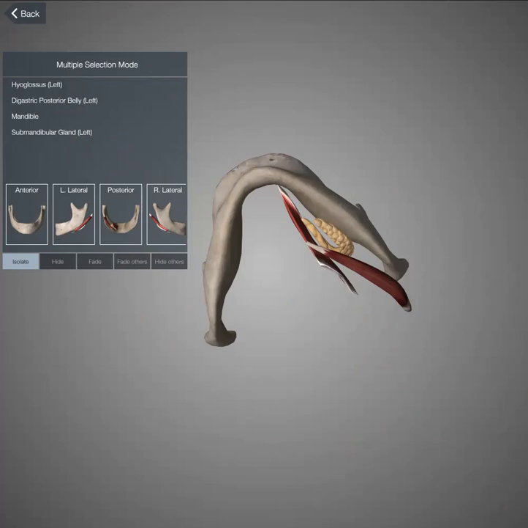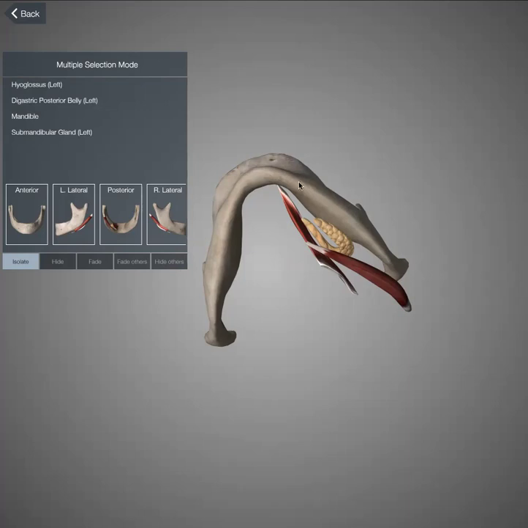Now, what supplies it is the submental artery and sublingual artery. They supply this gland with blood. Parasympathetic and sympathetic innervations: parasympathetic innervation is by the superior salivary nucleus. Sympathetic innervation is by the superior cervical ganglion.